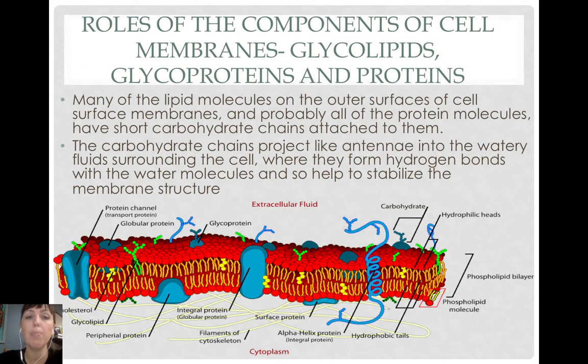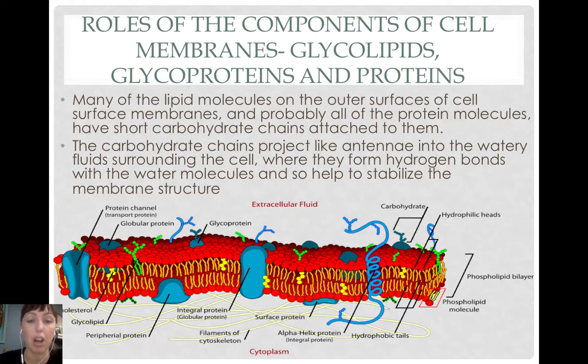Okay, so glycoproteins. We talked a little bit about proteins, but we're going to talk more about glycolipids and glycoproteins. I mentioned them in the last lecture, but we didn't go into detail. Many of the lipid molecules on the outer surfaces of the cells, and probably all of the protein molecules, have short carbohydrate chains attached to them, right? The carbohydrate chains project. They look like little antennae going into the watery fluid surrounding the cell, where they form hydrogen bonds with water molecules, and thus help to stabilize the membrane structure.